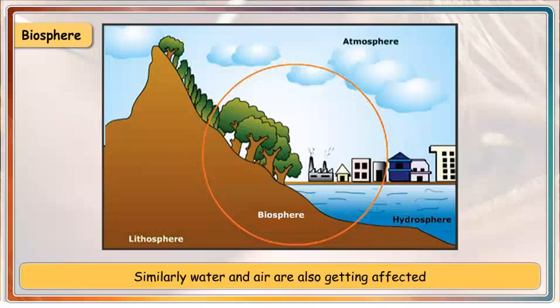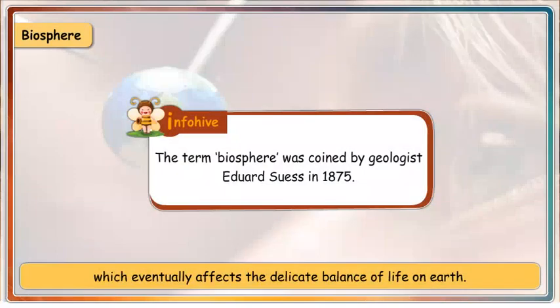Similarly, water and air are also getting affected by the pollution caused by human activities. Natural calamities may also have an effect on land, air and water, which eventually affects the delicate balance of life on Earth. Info Hive. The term biosphere was coined by geologist Edward Suess in 1875.